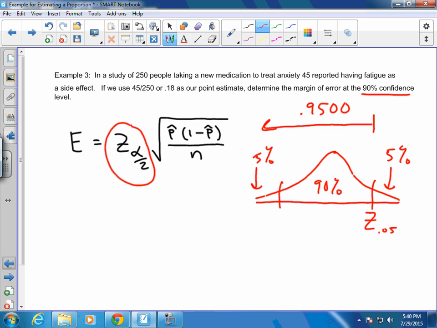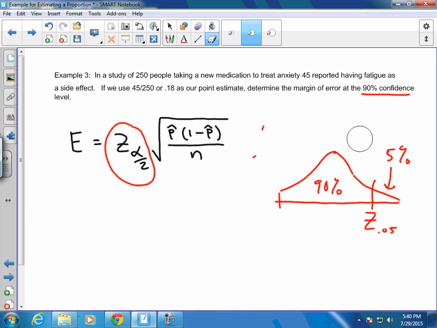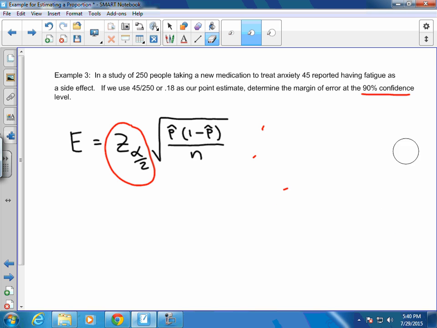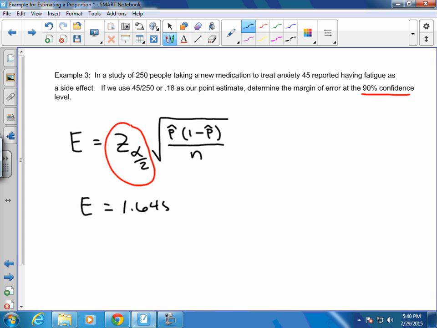So going back to our example, instead of doing it the long way, we can look at the table and say, okay, very quickly I know that this is going to be 1.645 times the square root of my sample proportion, 0.18, times 1 minus that, which would be 0.82, divided by the square root of our sample size, which is 250.